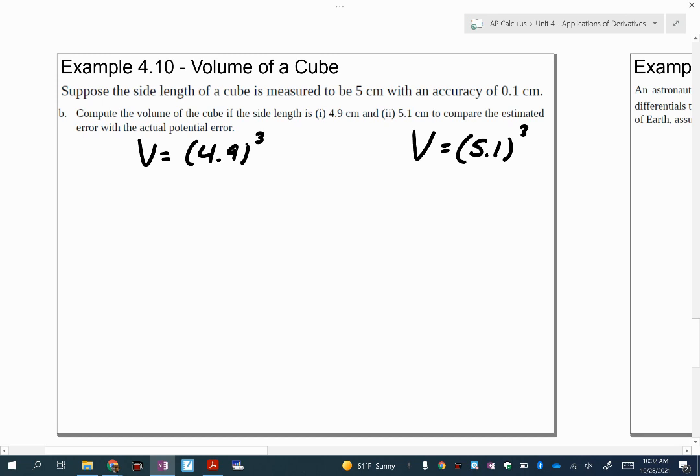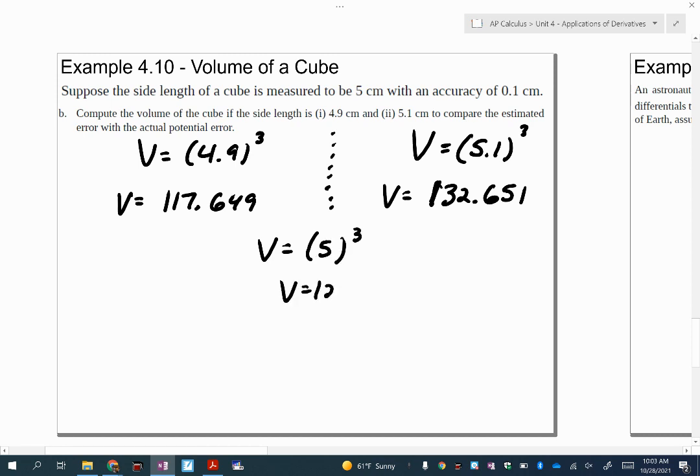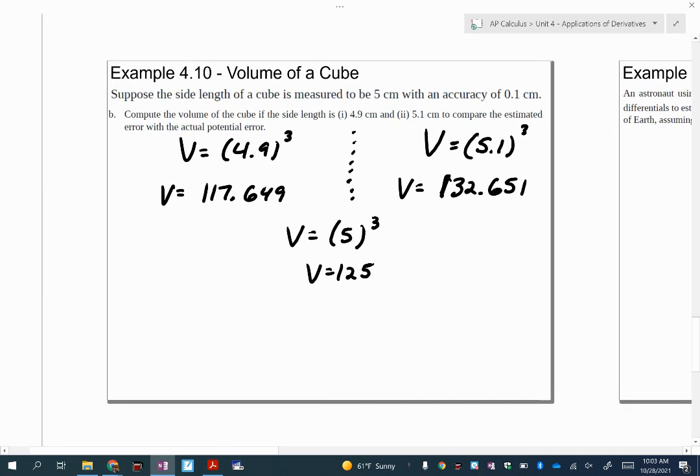All right. So using Desmos or just a regular calculator, you would find that the 4.9 volume is 117.649 cubic centimeters. And for 5.1 as the side length, that would give you 132.651 cubic centimeters. Now, what most students want to do when they see this is subtract those. But remember, these are the farthest-reaching possible values for the volume if you had the worst accuracy in measuring the side length. If it was perfectly 5, it would be 5 cubed, which is 125 cubic centimeters. So to find the actual error that could occur here, we need to subtract from 125.